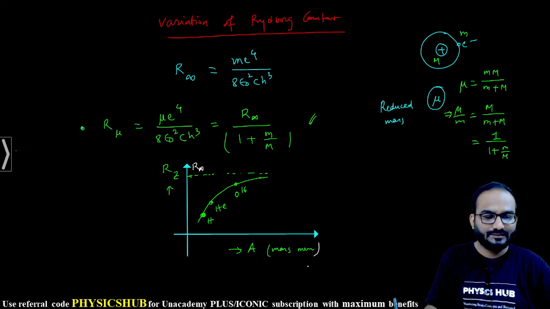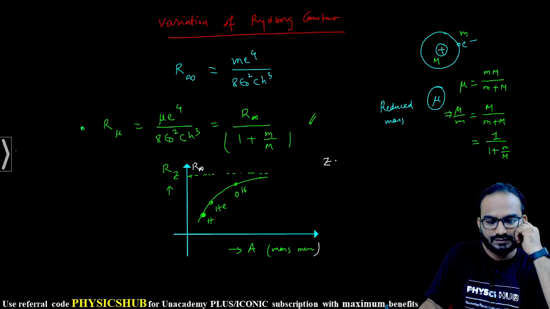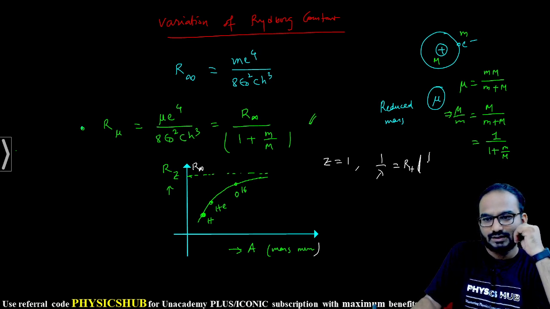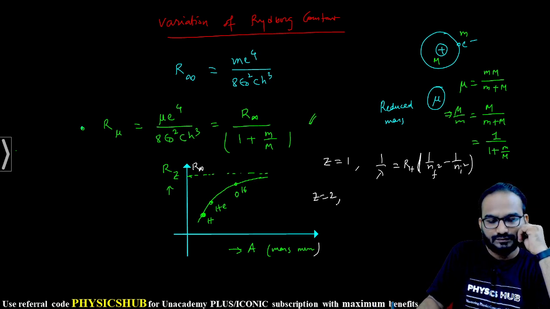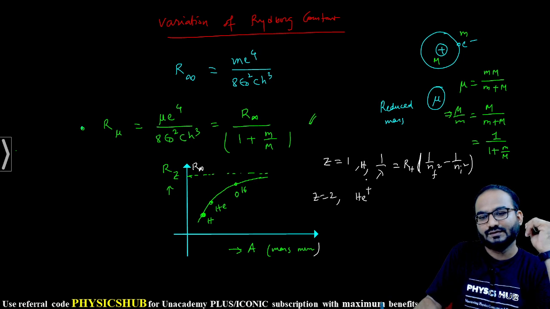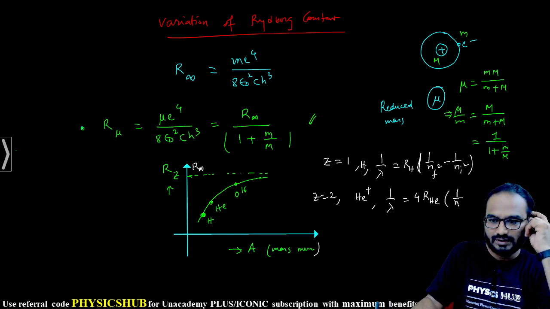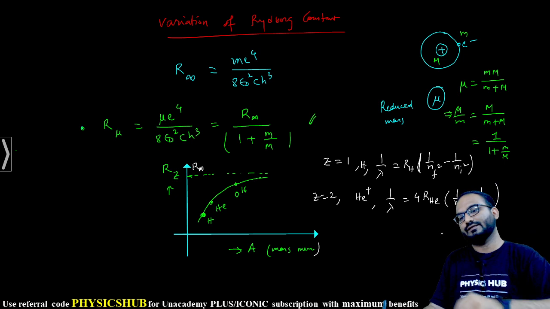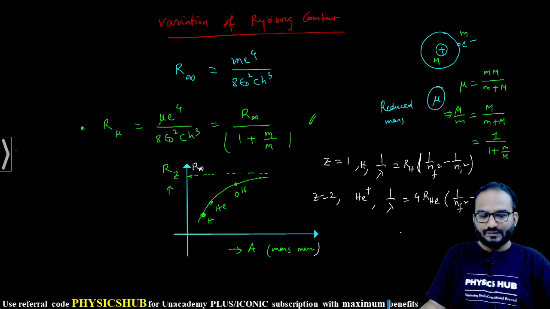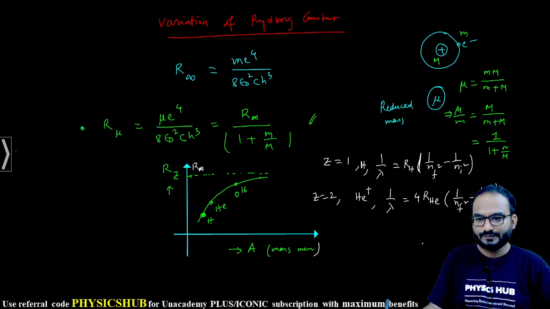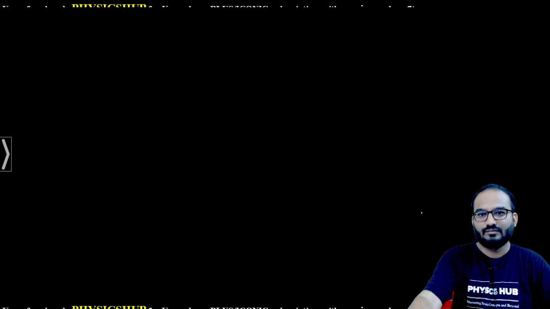You can take a different example. Let's say for Z equals 1, for hydrogen atom, you can write the relation 1 by lambda equals R H into 1 by N F square minus 1 by N i square. For Z equals 2, for helium plus, you write 1 by lambda equals 4 into R He into 1 by N F square minus 1 by N i square. By using this formula you can write it in this way. So in this way you get the variation of Rydberg constant with mass number.